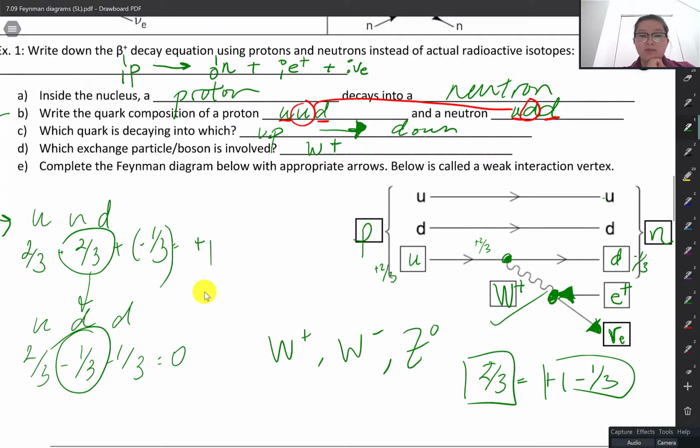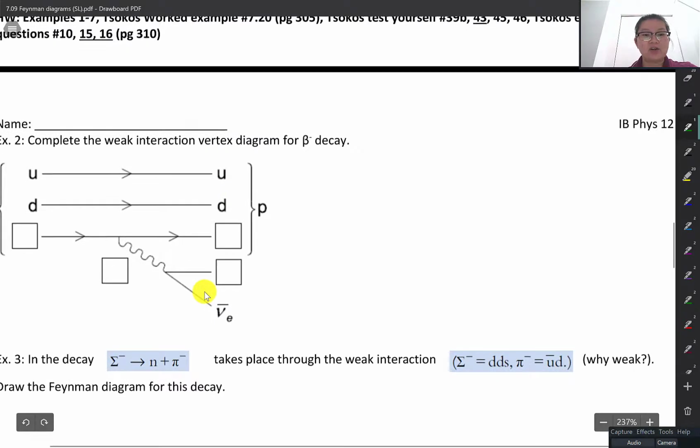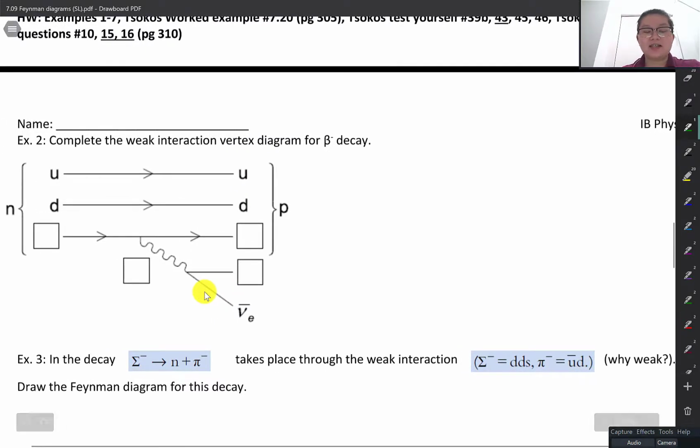I highly recommend you fully understand how this decay works and that you're able to draw the Feynman diagram yourself. Speaking of which, let's work out the weak interaction vertex diagram for a beta minus decay. The first thing I would do when starting off with a Feynman diagram is to write the equation down itself if the question does not provide it.